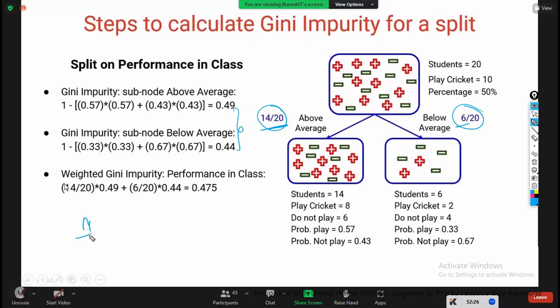That is 14 by 20 into the 0.49 of the first subnode and 6 by 20 of the second subnode Gini impurity. Now I have got the Gini impurity of the overall node. This is the overall Gini impurity of performance in the class. Okay. Is that clear? The Gini impurity value for performance in the class is 0.475. Now, in a similar way, calculate the Gini impurity for the class study. You do the calculation, please.